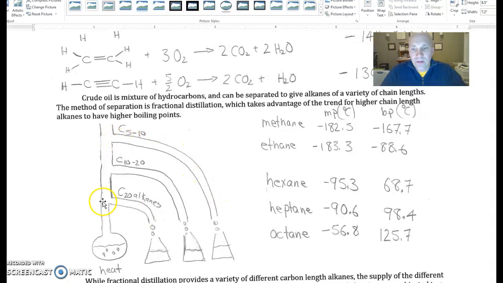So essentially, the things that are lower are going to be the hottest. The hottest temperature is going to be down here. The things that will liquefy at the hotter temperatures will drain off, but the things that can stay vapor at that temperature are going to continue to rise. So this is the basic process for fractional distillation.